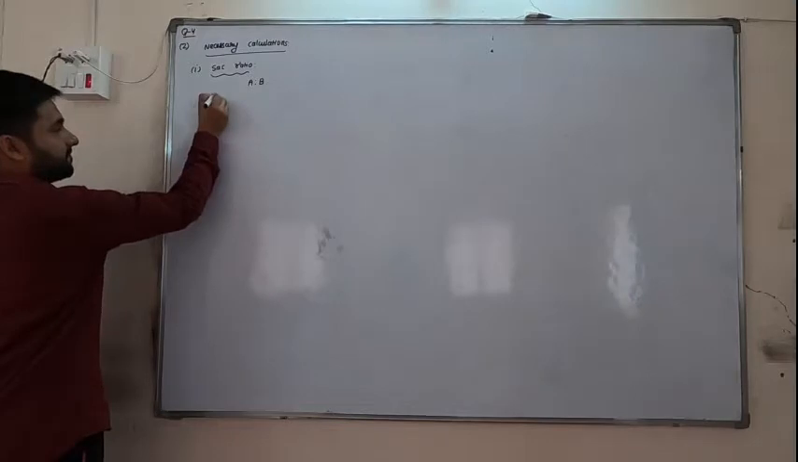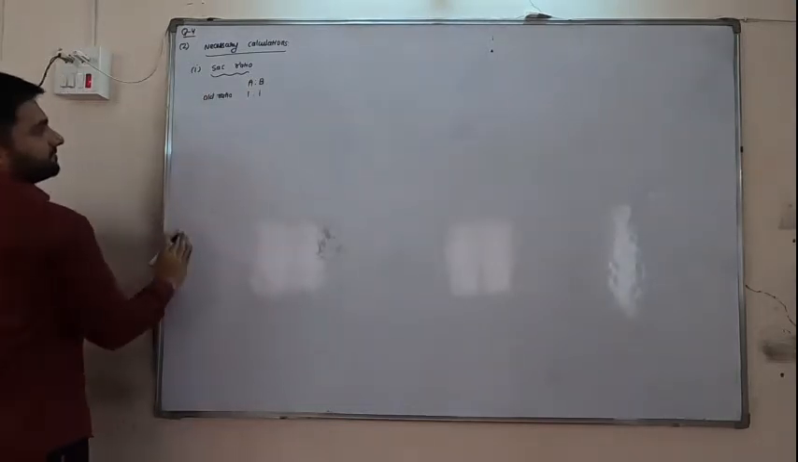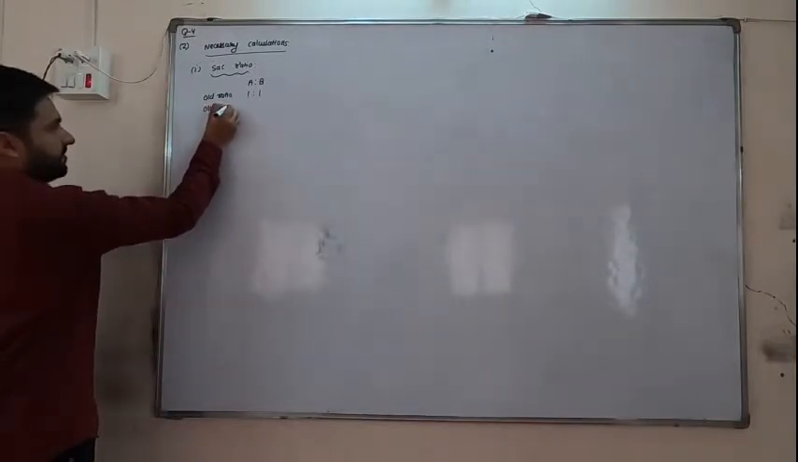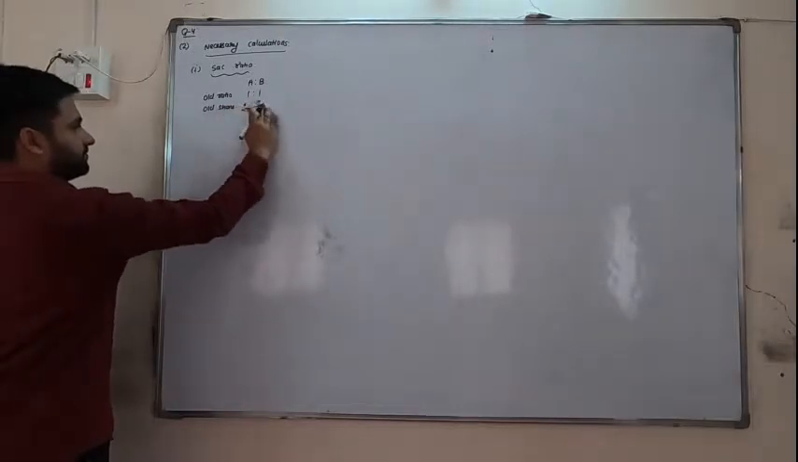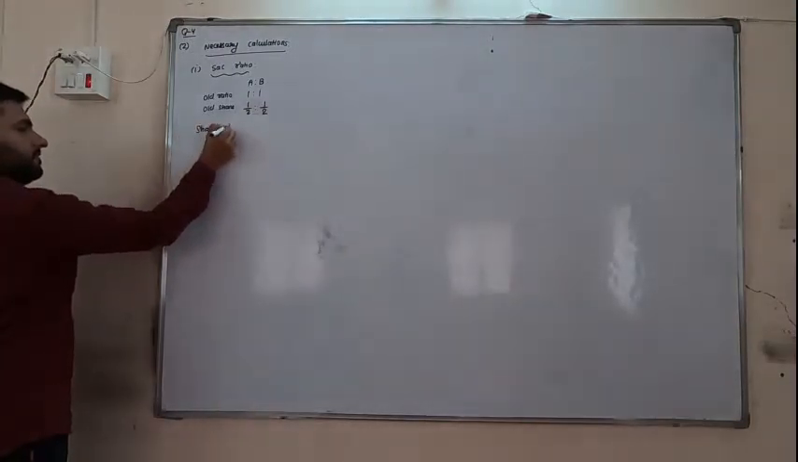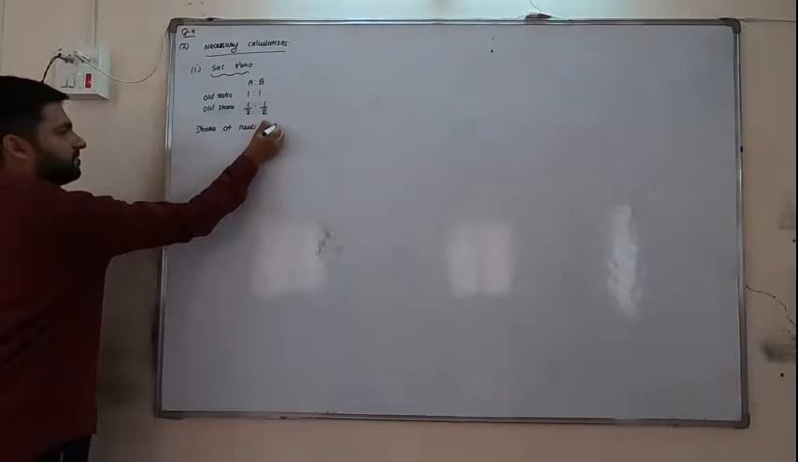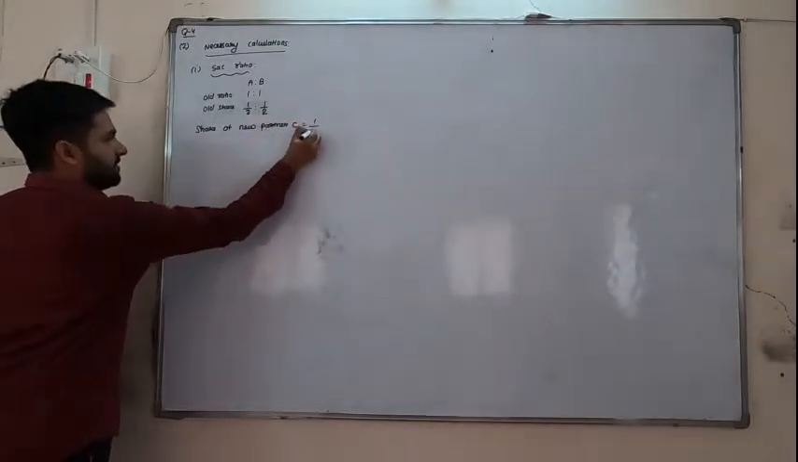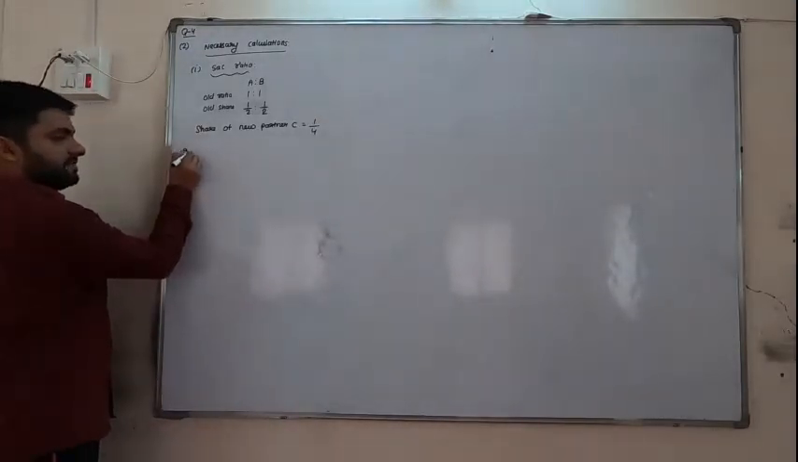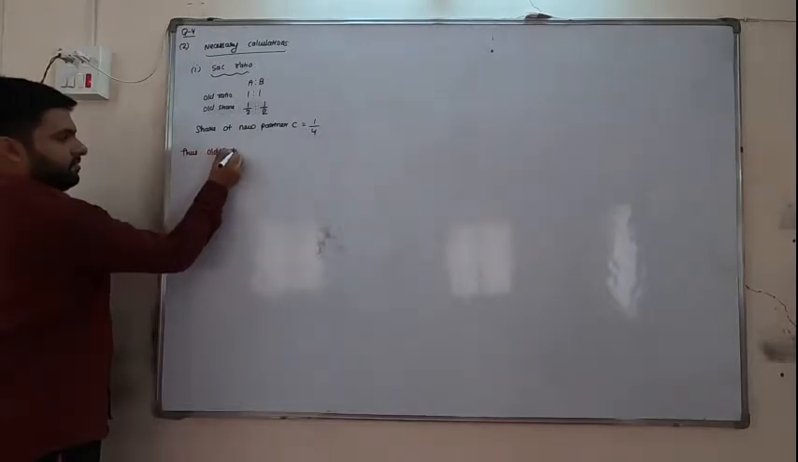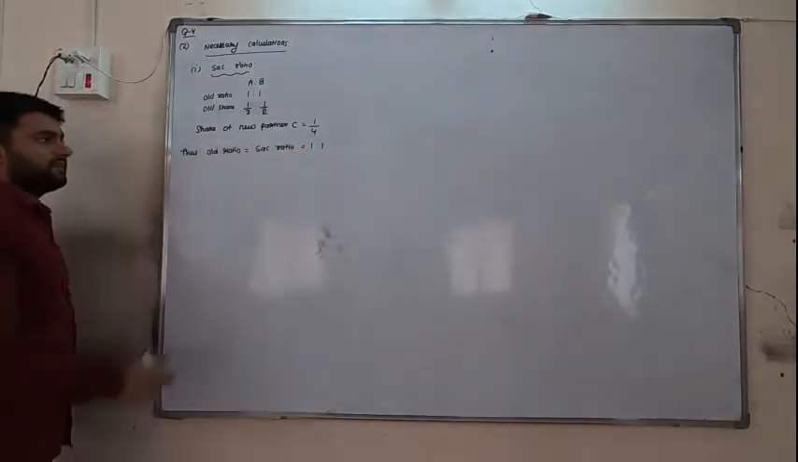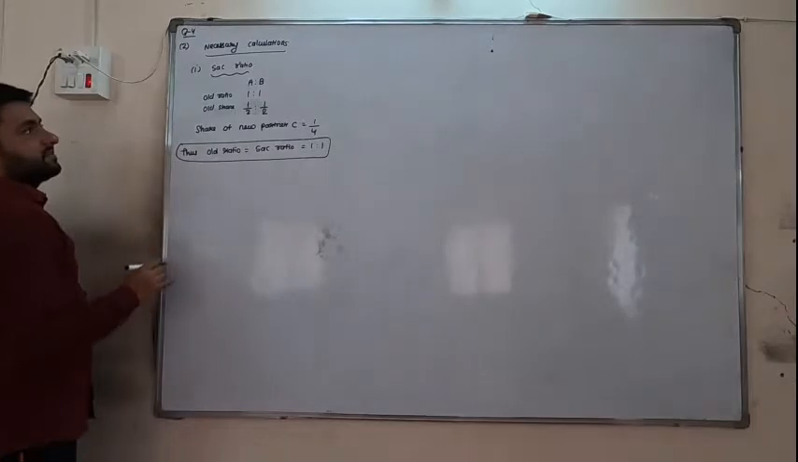A to B, old ratio 1:1. Hence, old share 1/2 each. Then share of new partner C is equal to 1/4. Nothing else is given. Thus, old ratio is equal to sacrifice ratio, which is 1:1. As no other information is given, our sacrifice ratio is the same as the old ratio.